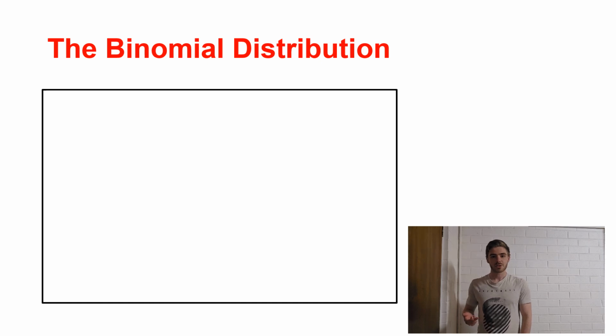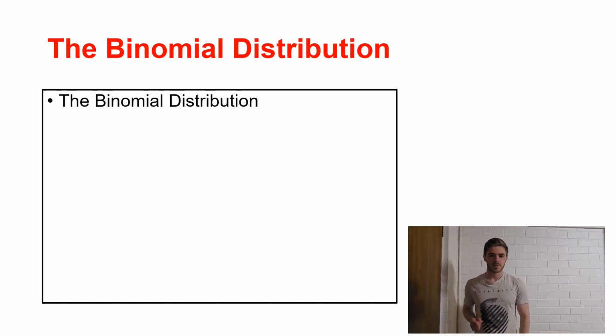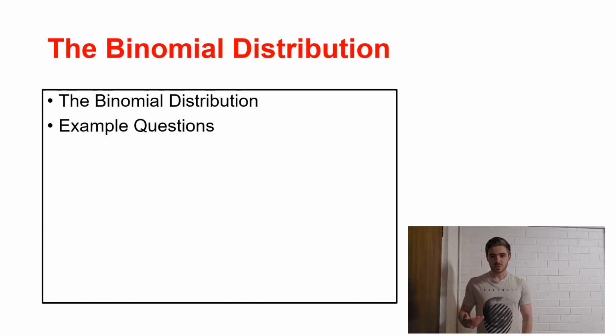In this video, we're going to look at a special kind of discrete probability known as the binomial distribution. We're going to look at what the binomial distribution even is, and then how we can use it to solve discrete probability questions faster than we otherwise would be able to.